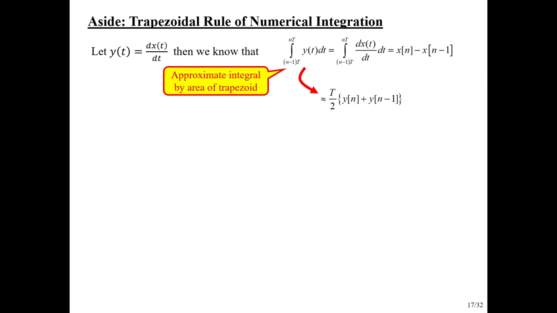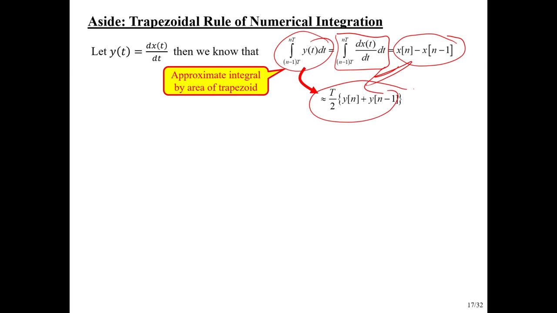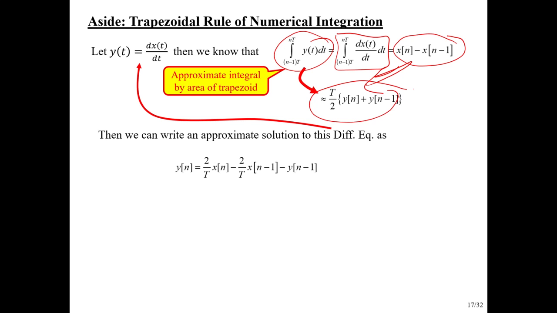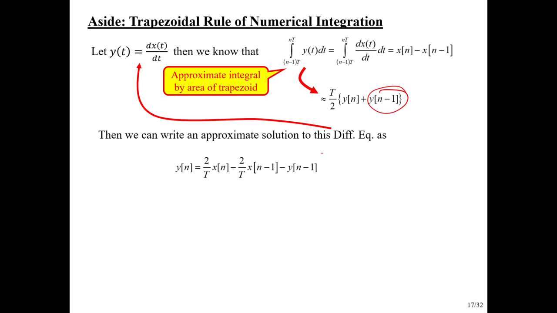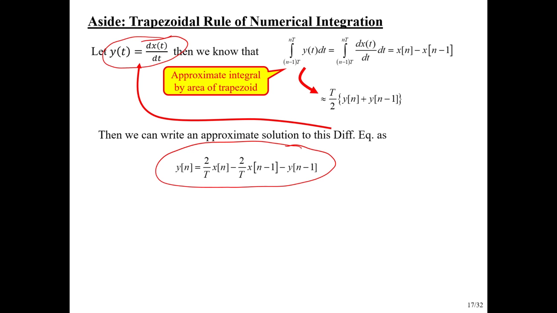So now if we put this together, that's what was on the right side of this, together with this approximate value. So we just set those two things equal to each other. We get something that looks like this. Now, what I've done is I've swung this y of n minus 1 over to the other side. I've also brought the t over 2 over to the other side as a 2 over t. So now look, that's a difference equation. So this difference equation mimics or models that differential equation.